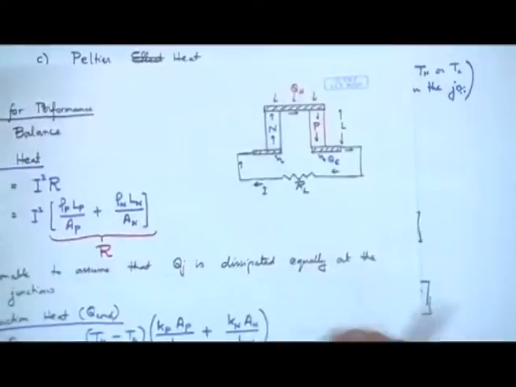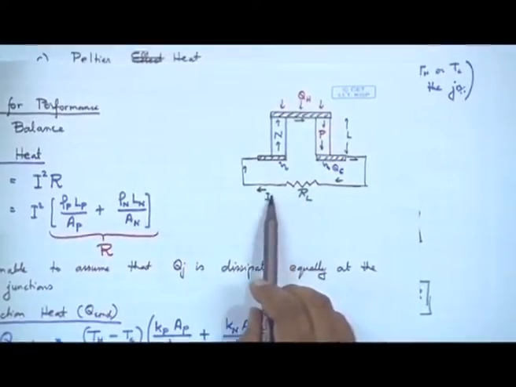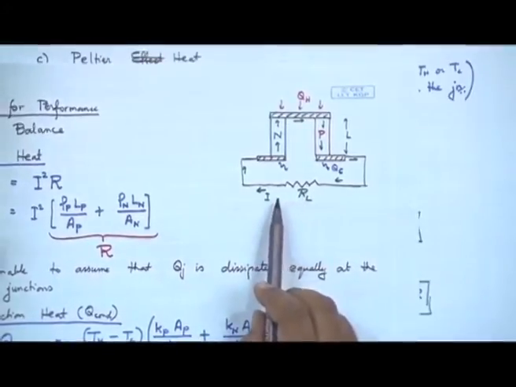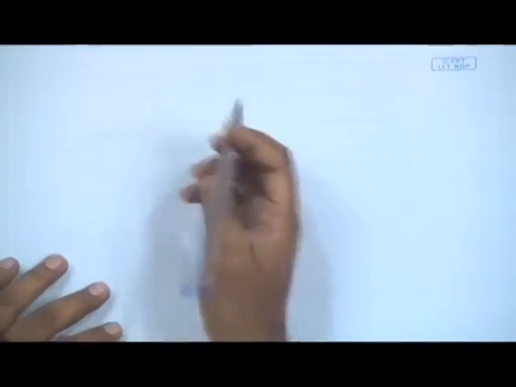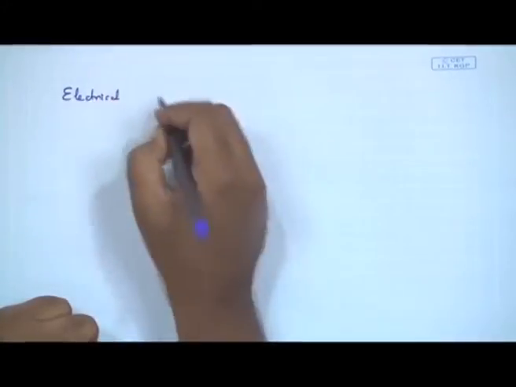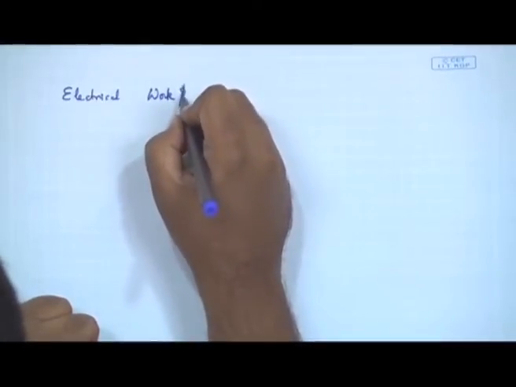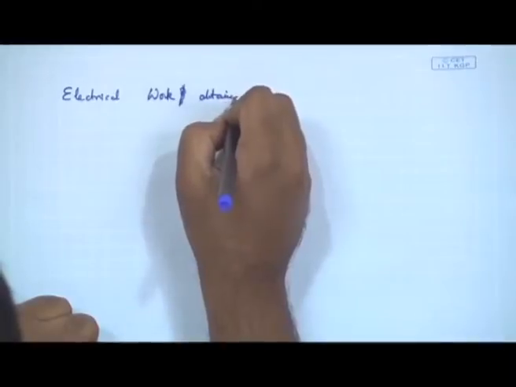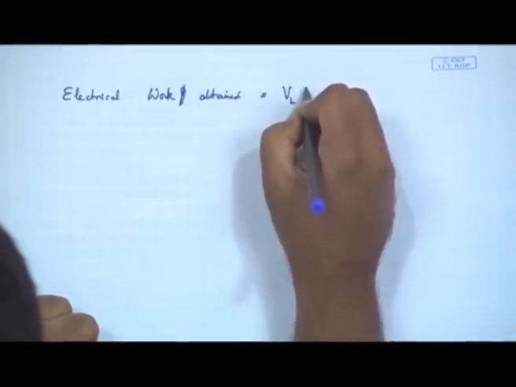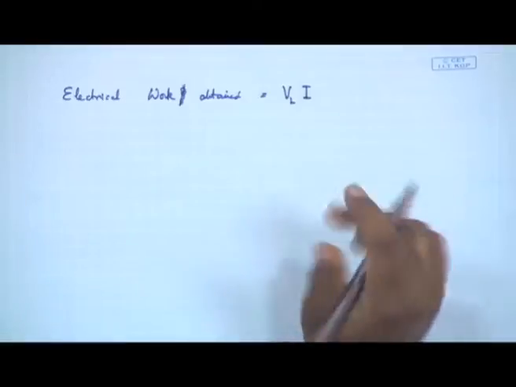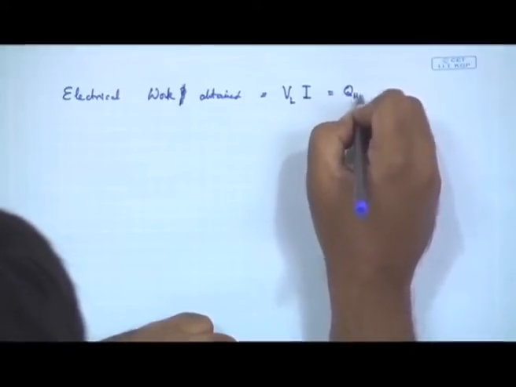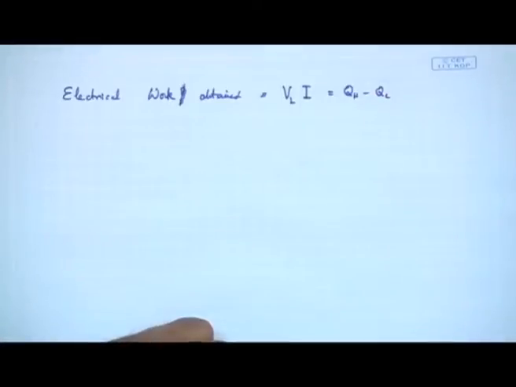And what is that going to be? That is going to be the current times this resistance, sorry, I squared R, that is current squared times RL. So, let us write that down and say, therefore, the electrical energy or work obtained is going to be VL times I. This is the voltage across the load times I, and what is that going to be? QH minus QC, first law of thermodynamics.